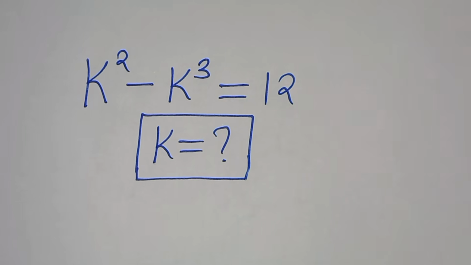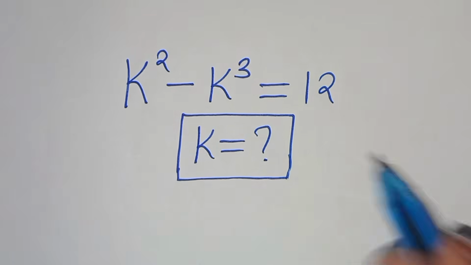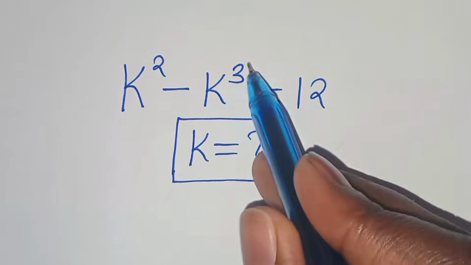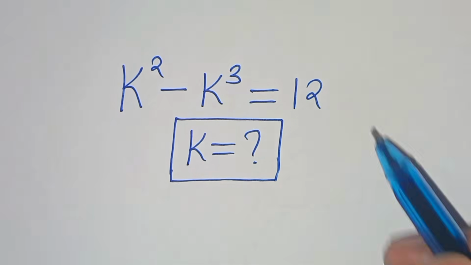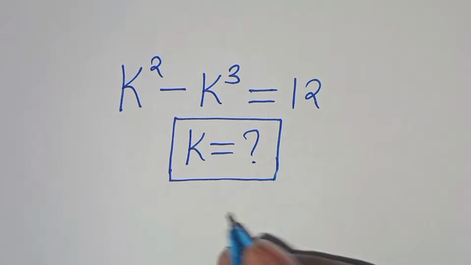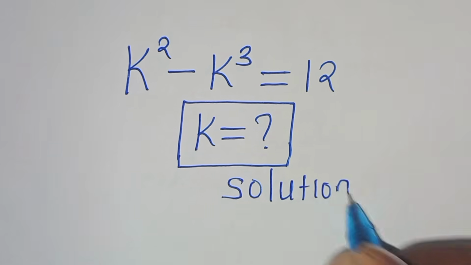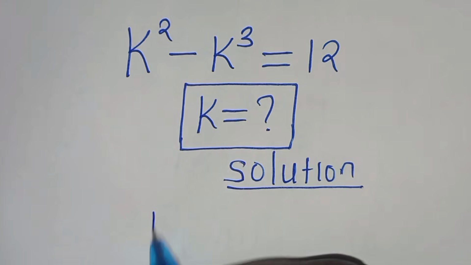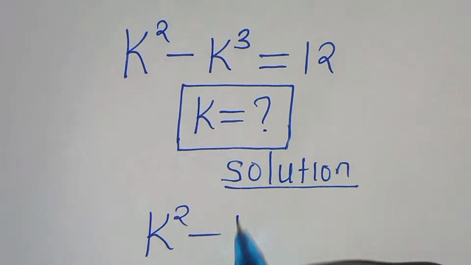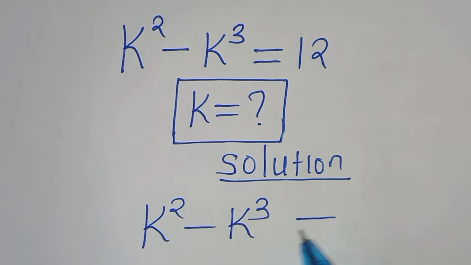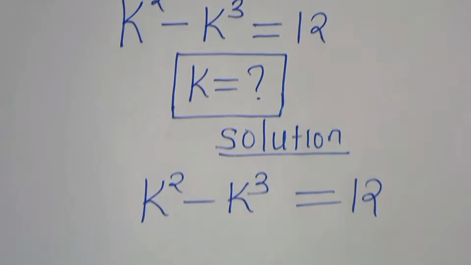You're welcome to solve this nice algebra problem, which is k squared minus k to the power of 3. This is equal to 12. So what are the values of k? So let's provide a solution from here. So this is k to the power of 2 minus k to the power of 3. This is equal to 12.